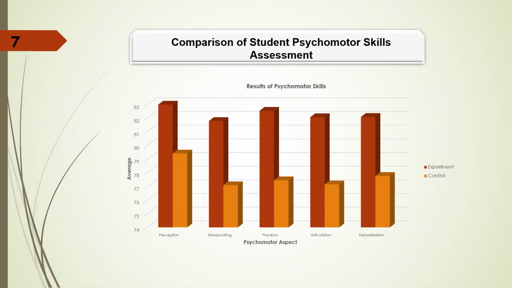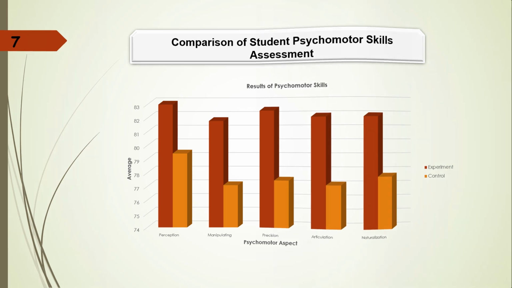Next, comparison of student psychomotor skills assessment. The aspects in the psychomotor assessment of students are perception, manipulation, precision, articulation, and naturalization. The experimental class psychomotor skills were higher than the control class with a very good category.